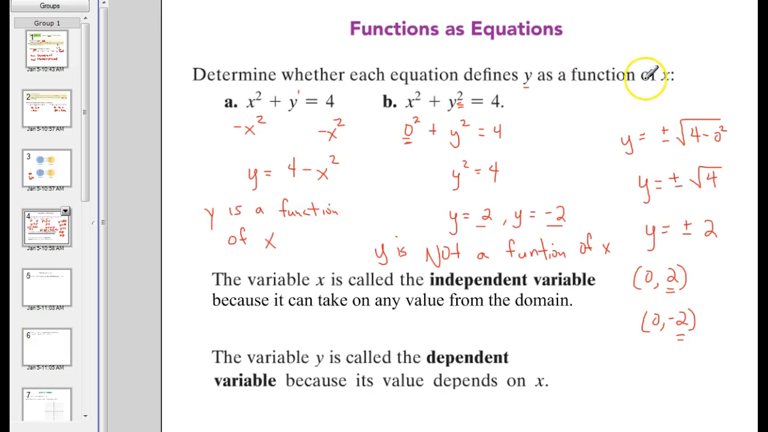If you're being asked, is y a function of x, just look at the power on y and see if it's an even power. If it is, it's not a function. If it's an odd power, then it is.